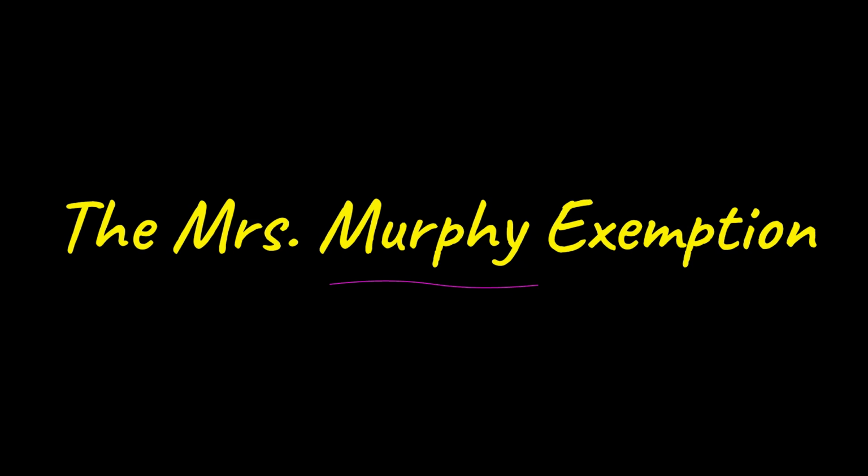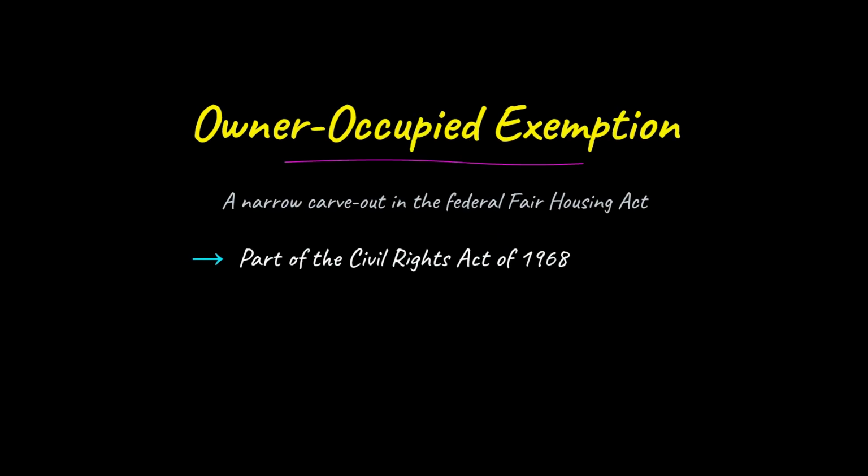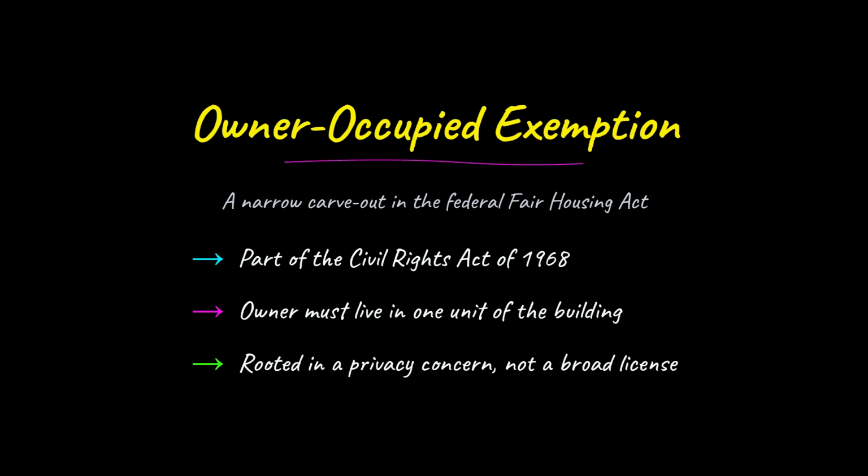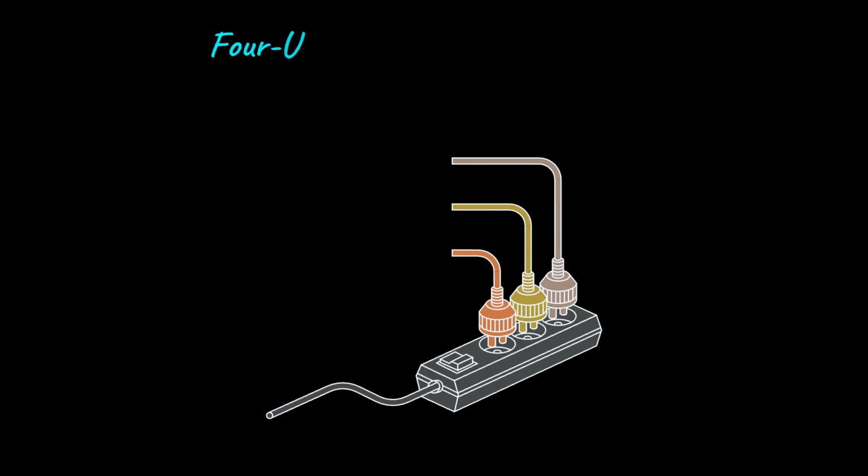One of the most tested is the owner-occupied exemption, nicknamed after a hypothetical widow renting rooms in her own home. The Federal Fair Housing Act bars housing discrimination on protected characteristics, but it exempts the resident owner of a very small building. Congress reasoned that someone sharing their own living space deserves associational freedom. A commercial landlord does not.